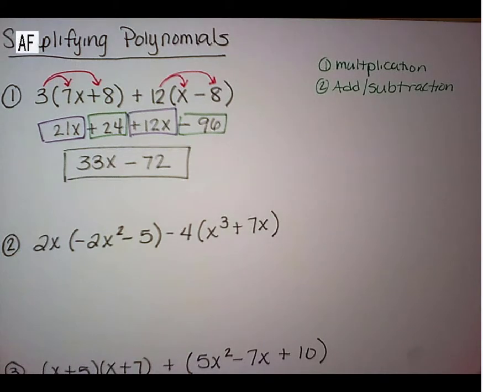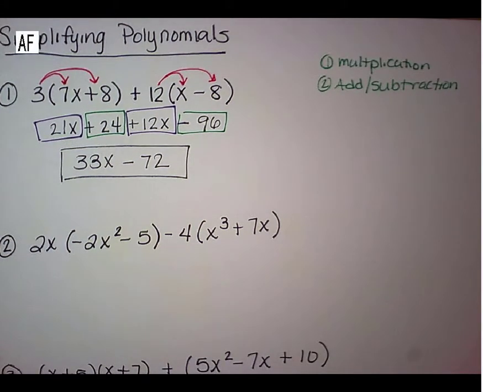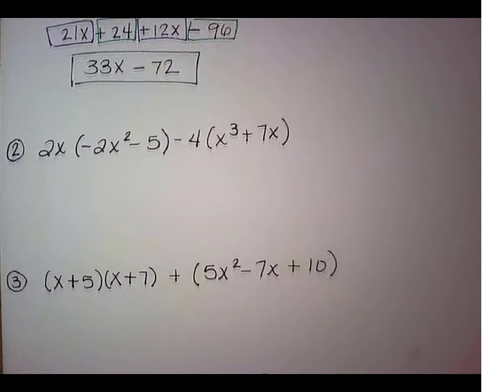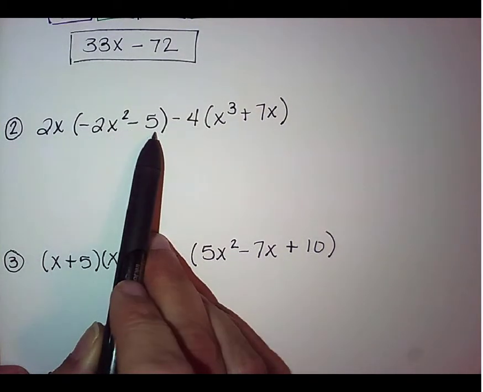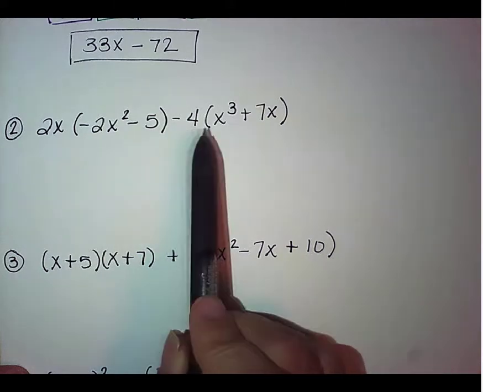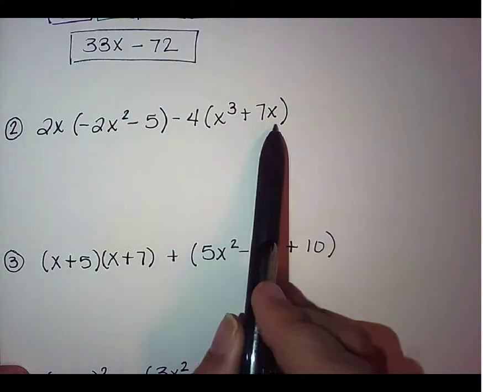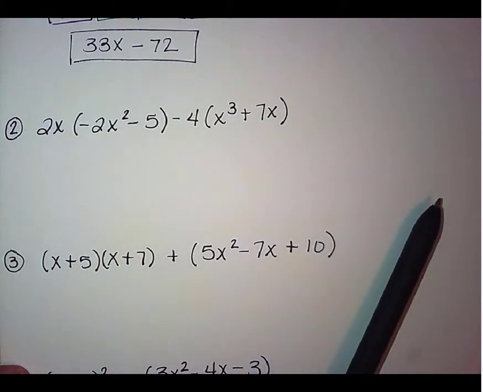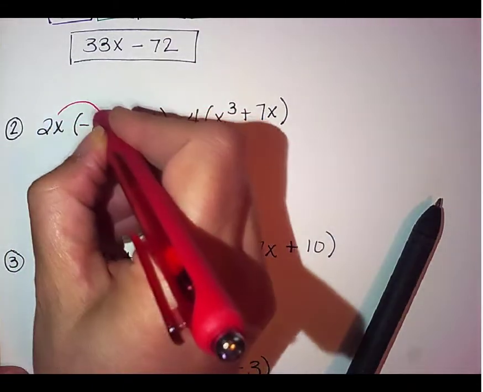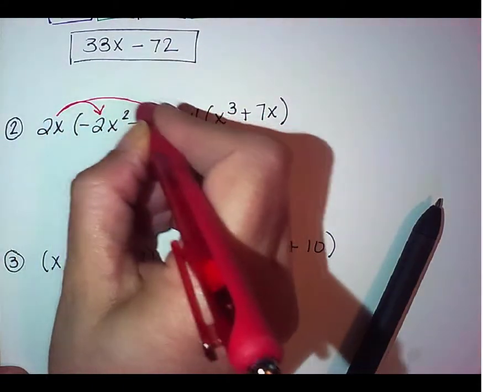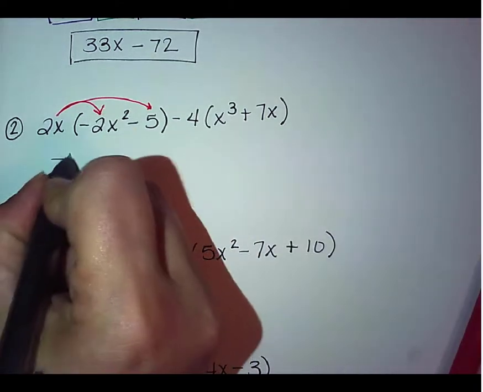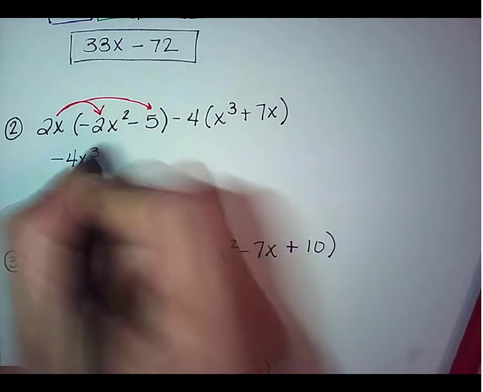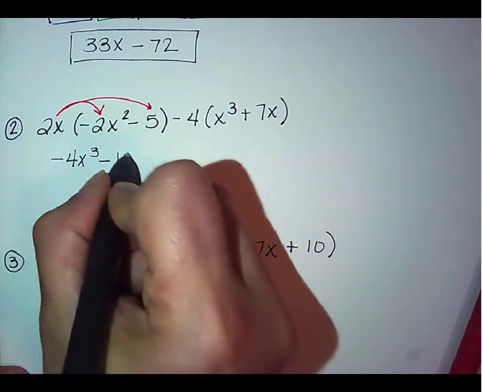So on our next one, we've got 2x times (negative 2x squared minus 5), and then we've got negative 4 times (x cubed plus 7x). Again, we're going to start with our multiplication, so that means we've got to distribute this 2x to both of those terms. That's going to give us negative 4x cubed minus 10x.